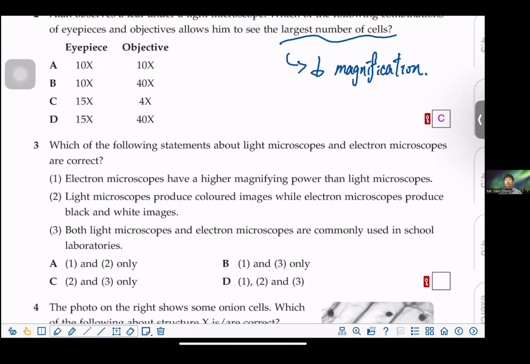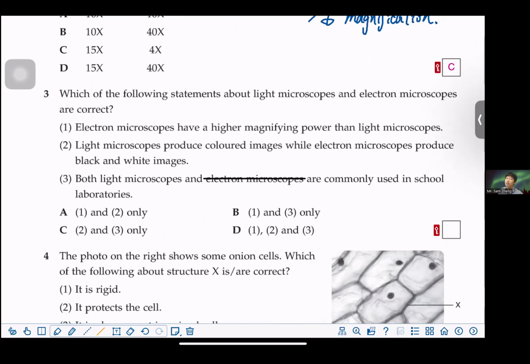Next, which of the following statements about light microscope and electron microscope are correct? Electron microscope has a higher magnifying power than the light microscope. That is correct. Next, light microscope produces a color image while the electron microscope produces a black and white image. This is also correct. Both light microscope and electron microscope are commonly used in school laboratory. Sorry, it is not correct. In our school, we do not have an electron microscope, but we have quite a number of light microscopes. So therefore, the answer here will be A.